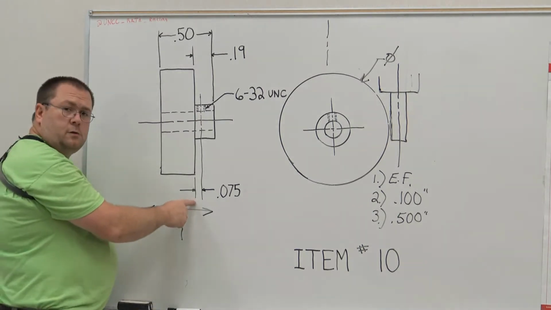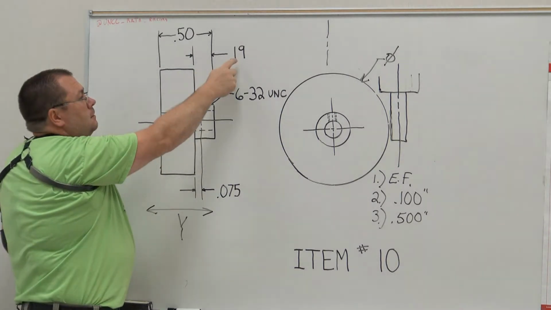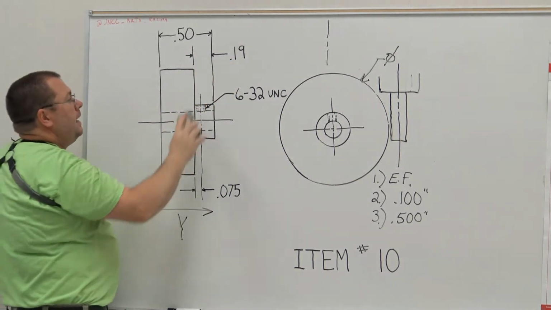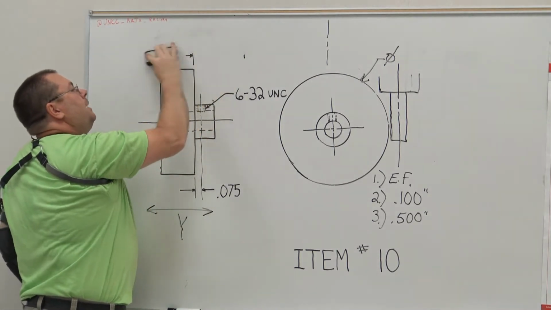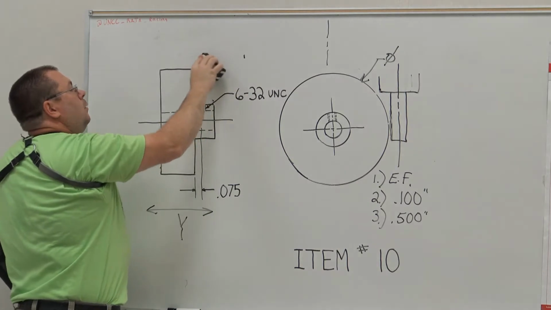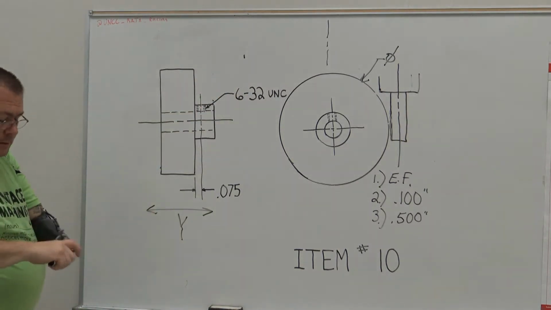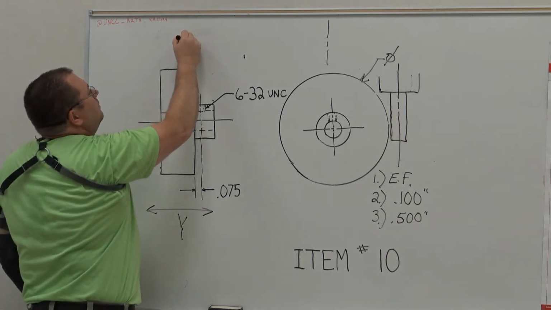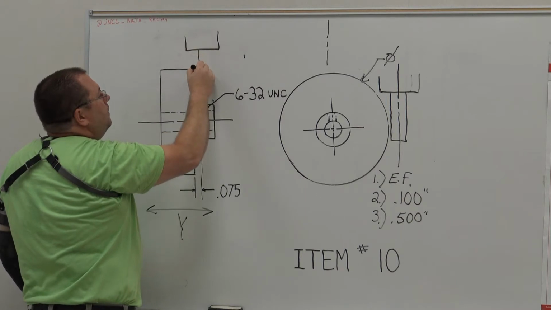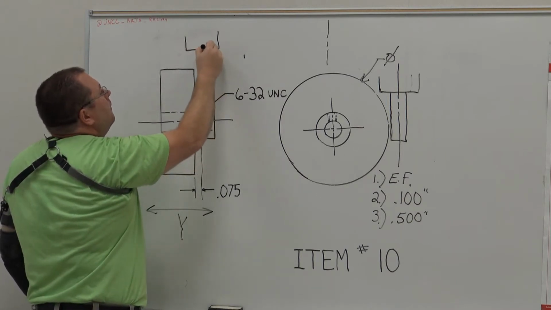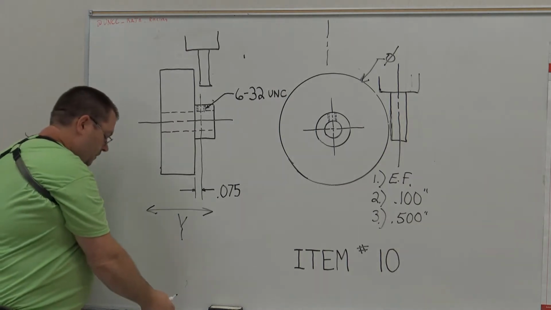So what we want to do is we want to reference this front face. So we're going to ignore that dimension, right? We don't care about the 500 thousandths dimension. What we care about is edge finding off of that front face. We're going to put our edge finder up in this area, right? There's our edge finder.